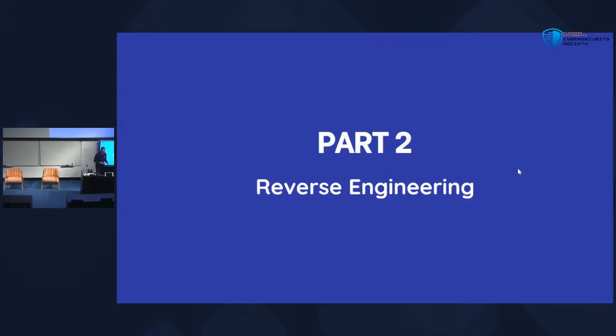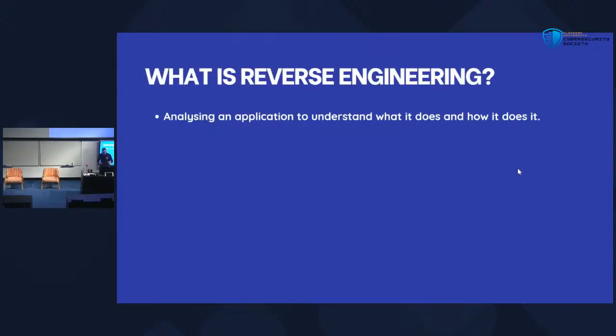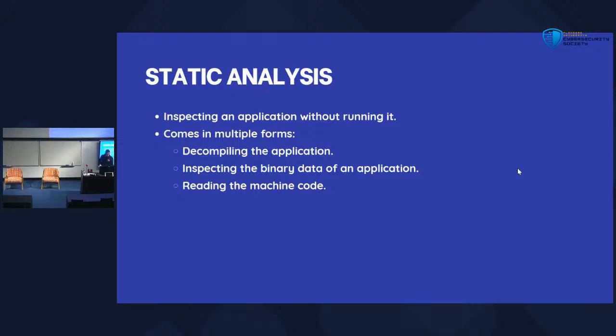Now let's talk about reverse engineering. We've gone through sort of the basic stuff that we do need to know that we will be using, but this is when we can really get into the fun stuff. So in our case, reverse engineering is analyzing an application to see what it does and how it does it. So we're focusing on static analysis, which is inspecting an application without running it. This could be decompiling the application, inspecting the binary data of the application, or if you're a psycho, even just reading the machine code to see what your computer would do when it is given this executable.